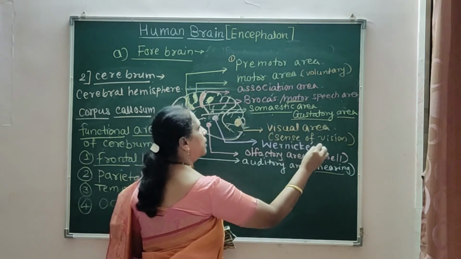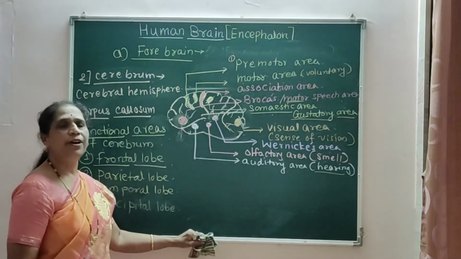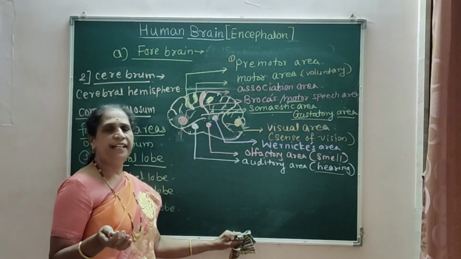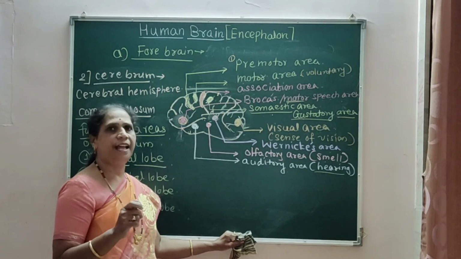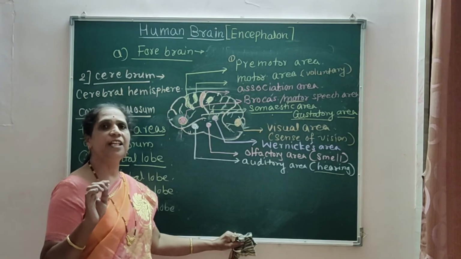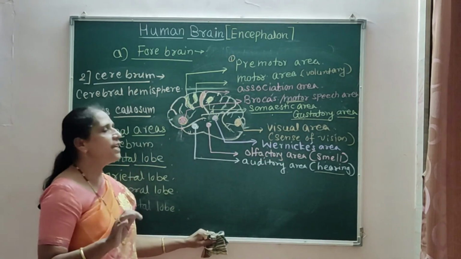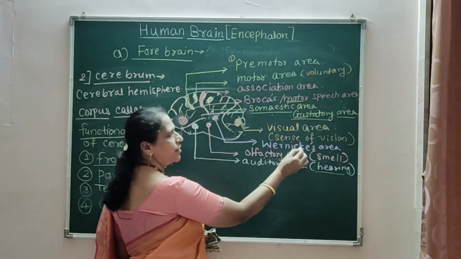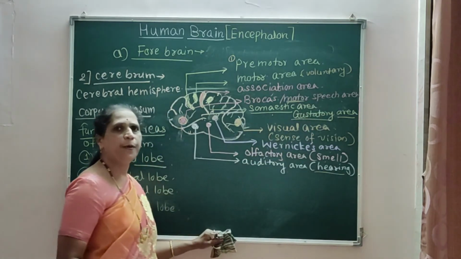It is also known as the sensory speech area because it receives the sense, that is, the understanding of speaking or writing. Any process which is understood by this area gives the sense of understanding, and hence it is called the sensory speech area. Wernicke's area is the sensory speech area, while Broca's area is the motor speech area.